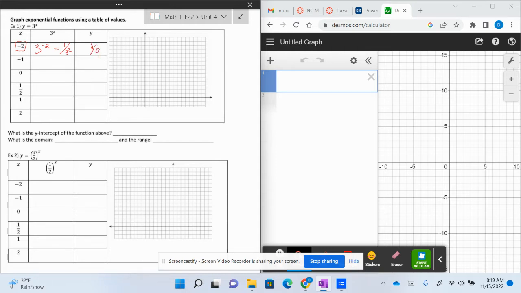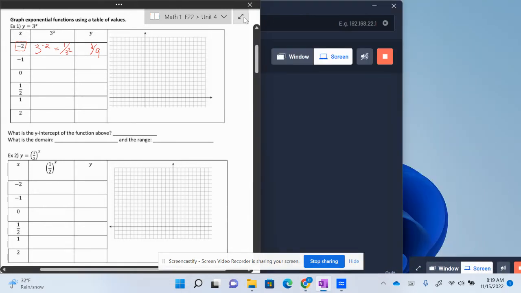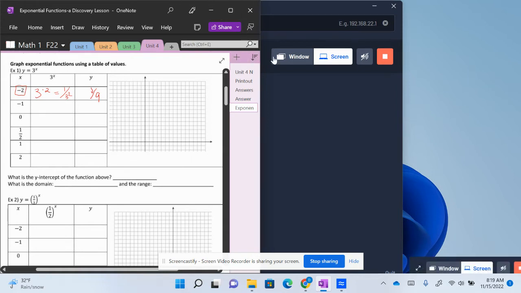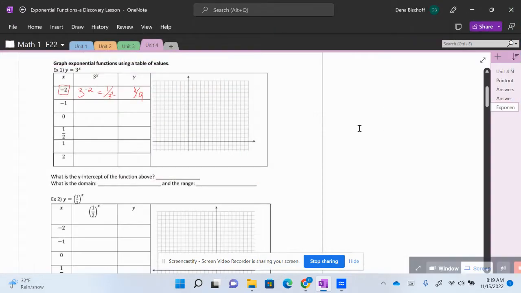I know you can hardly see that. Maybe I can not do the minimize right now and just make this big for a second, just for this part.